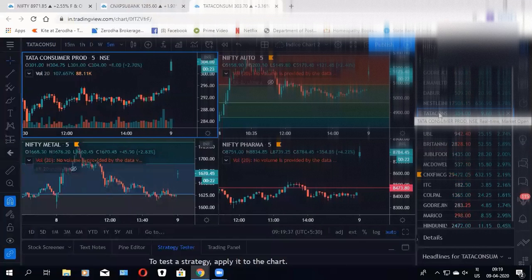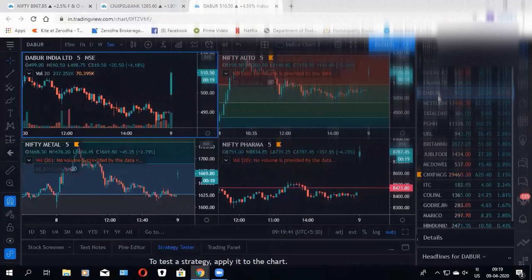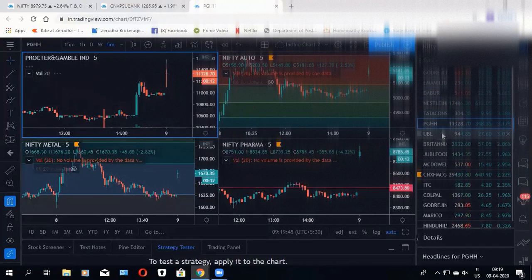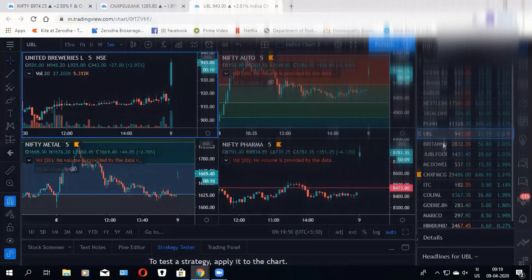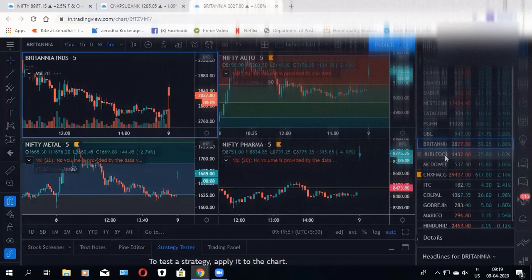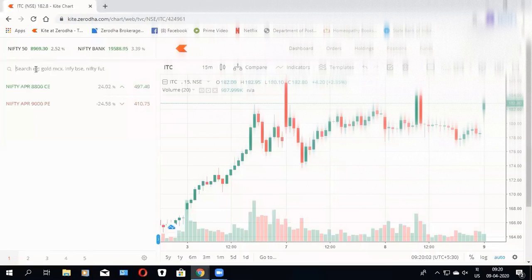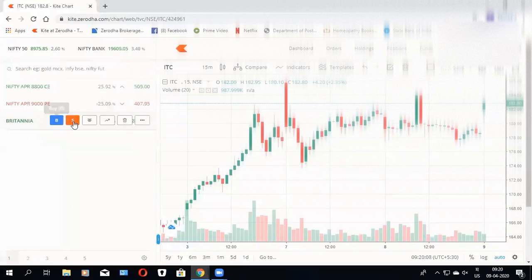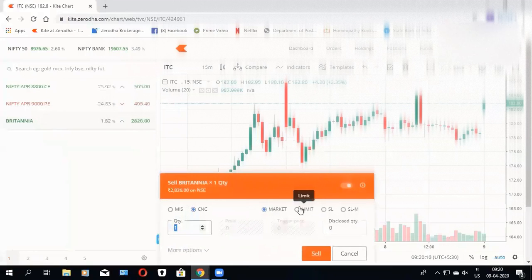But the major problem here is I could have gone bullish, but the market was first falling and now it had started rising. So had I gone bullish, I would have gone bullish on Dabur. And this is the share that I finally get, Britannia. I add it into my watch list and I select the sell option.